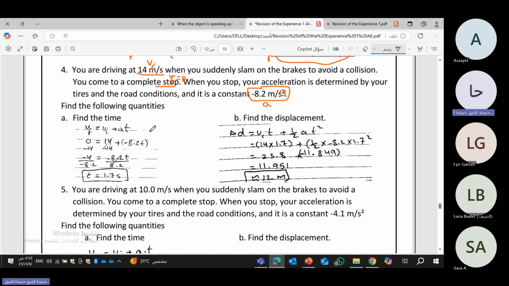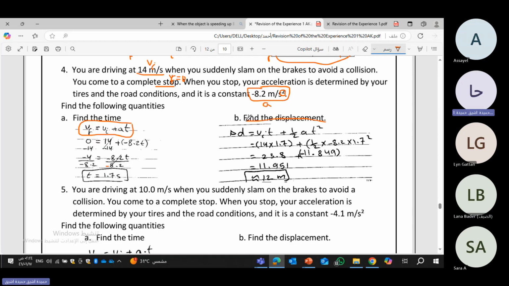Here it's saying find the time. You have to memorize the rule, girls. If you didn't memorize the rule, you can't find the time. So what's the rule? V final equals V initial plus acceleration times t. I just substitute, and then 14, I will put it on the other side with negative, and then I'm going to divide both sides by negative 8.1, and then you will get the time. And then you will find the displacement.